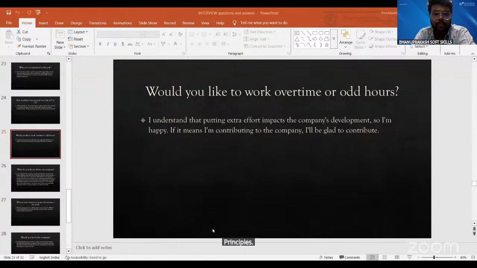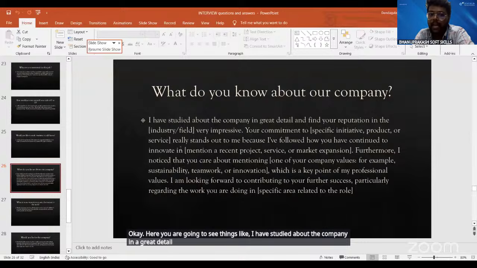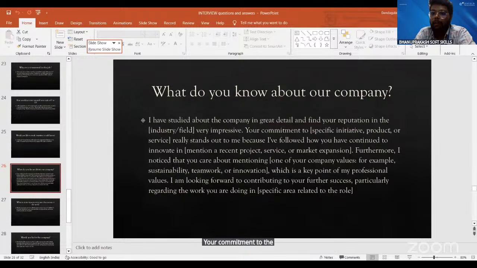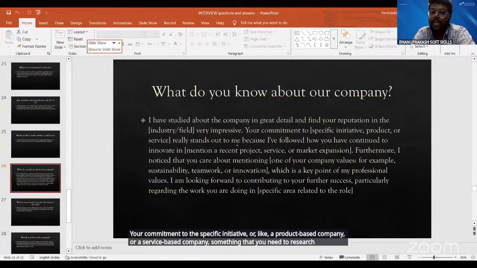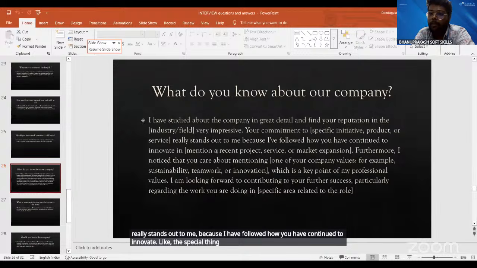Principles, yes. Okay. Here you are going to say things like, I have studied about the company in great detail and found your reputation in the IT field, like if it is an IT industry. Very impressive. Your commitment to the specific initiative, or like a product based company or a service based company, is something that you need to research. It really stands out to me because I have followed how you have continued innovating, like the special thing that they have been working upon for a long time. Mention a recent project or service or market expansion.